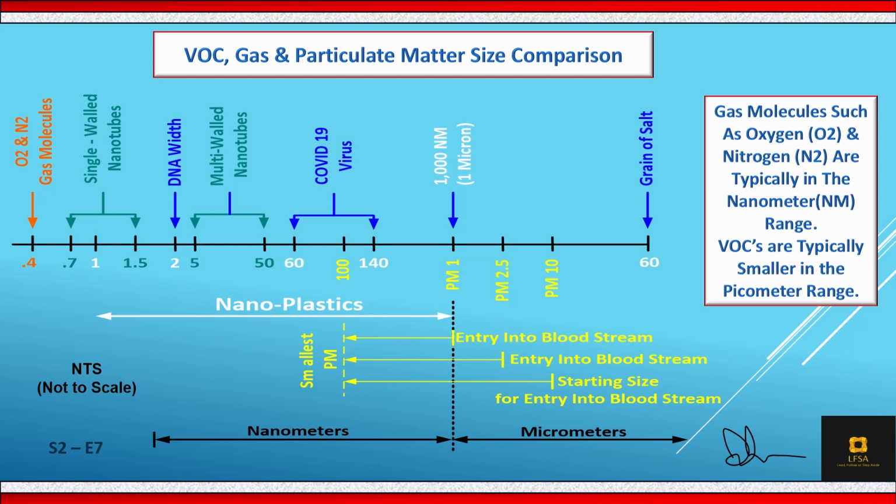PM10 particles cause irritation to the lungs and sinuses. They may be able to start passing into the lung walls. PM1 material and below do pass through the lungs to the bloodstream, and that's a problem. Our old topics of nanoplastics in white and nanotubes in green are also able to pass through the lungs and the bloodstream with no problem at all, causing harm to our bodies. Gases in burnt orange and VOCs are much smaller. The size of gases is usually in the nanometer range, while VOCs are much smaller in the picometer range.